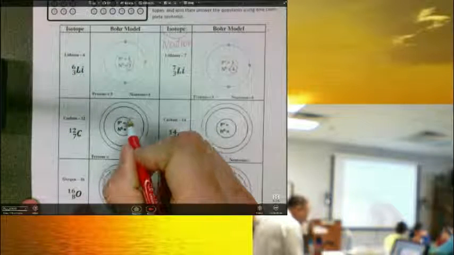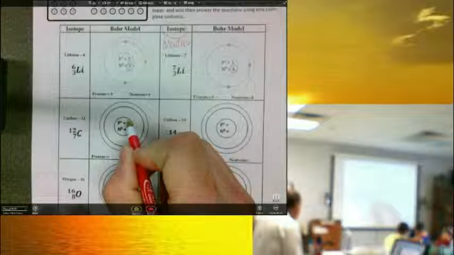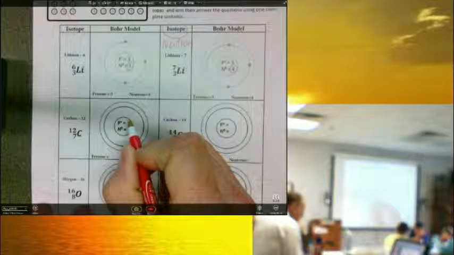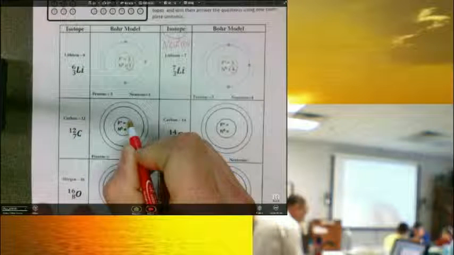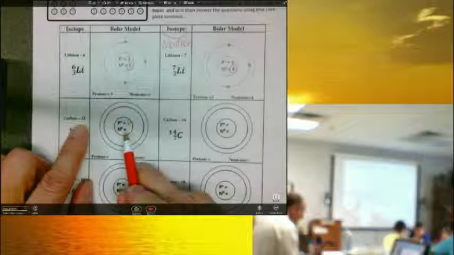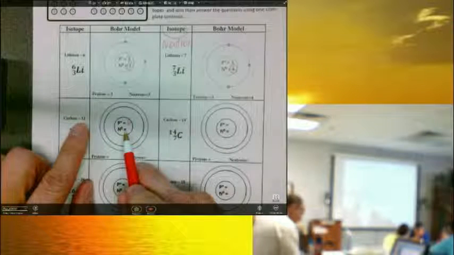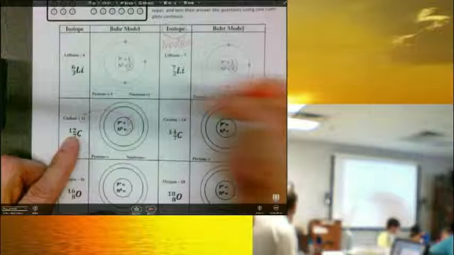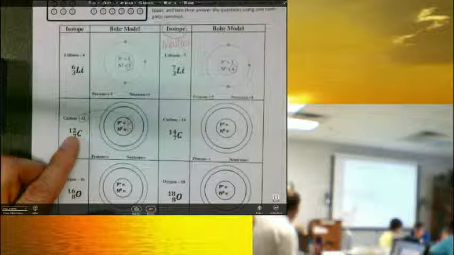Carbon has 6. Okay, this is carbon 12. So how many neutrons would it have? 6. It would have 6. Remember, these two have to add up to that. Make yourself a little note like that. Okay, so this is carbon 12.